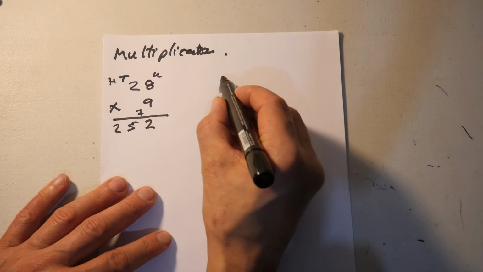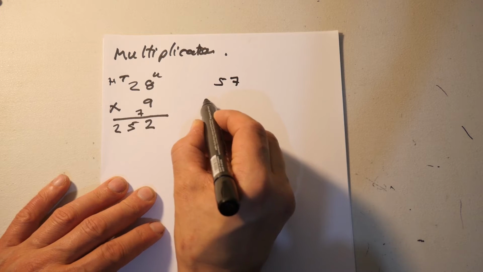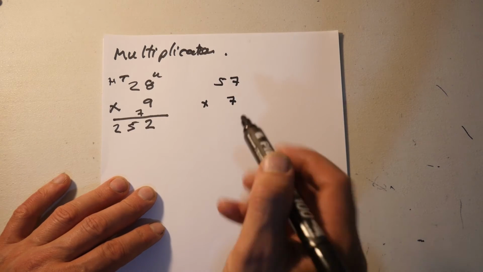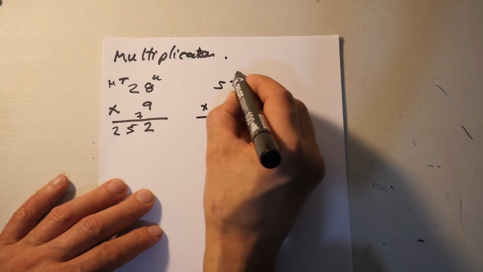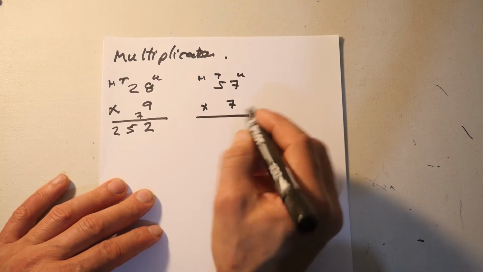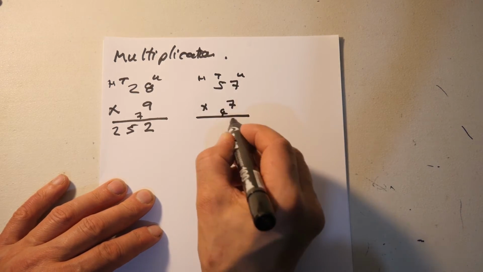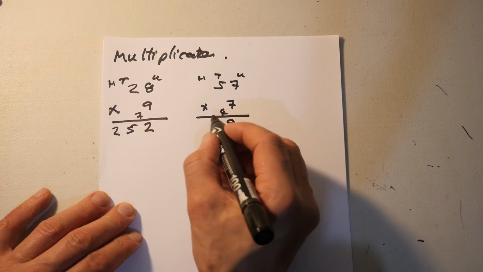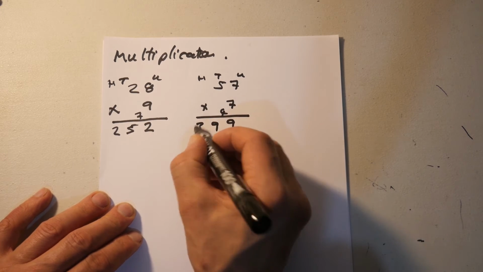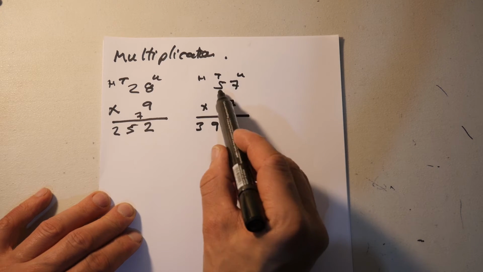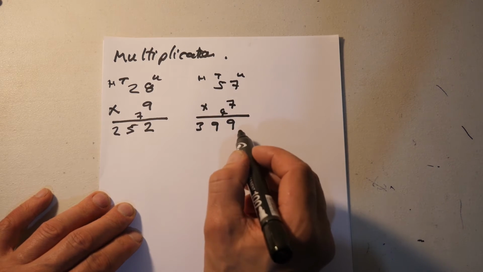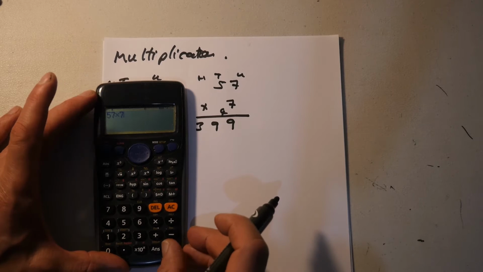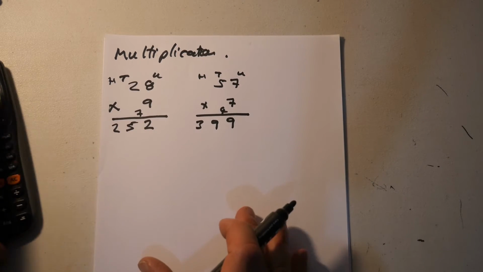Another example, 57 times 7. The numbers you use don't matter, it's the technique that's important, okay? So that's again the units, tens and hundreds, okay? So that's 7 times 7 is 49, 5 sevens are 35, plus 4 is 39, okay? So in the units you get 9, tens you get 9, and hundreds you get 3, so it's 399, okay? Again, 57 times 7 is 399, okay?